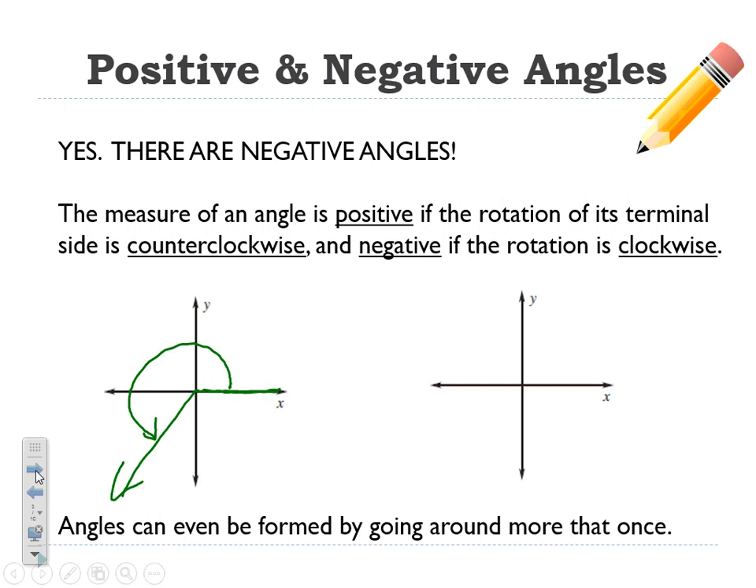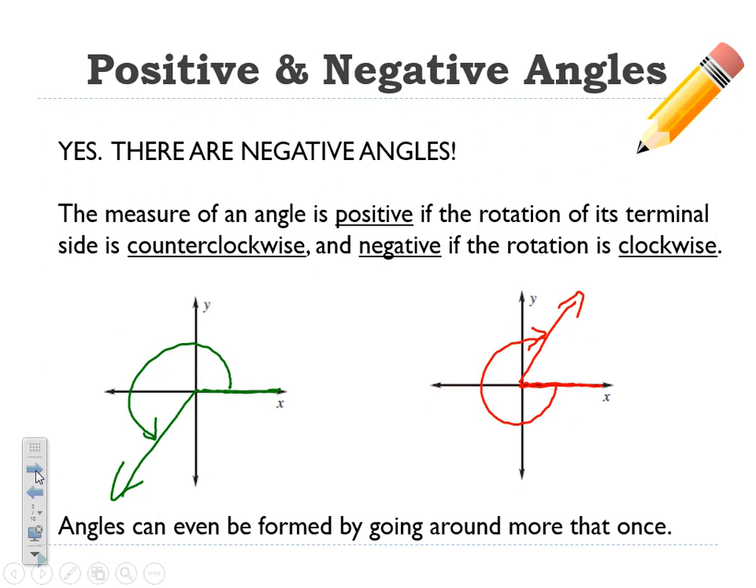And it's negative if we rotate clockwise. So I start here at my initial side, I move clockwise, then this is going to be negative. Okay? So the green one is positive, the red one is negative. Also very important to have in our notes, angles can even be formed by going around more than once.